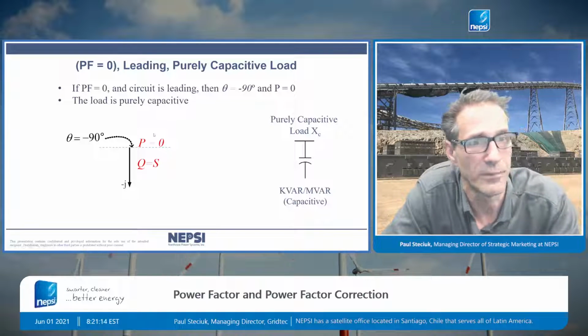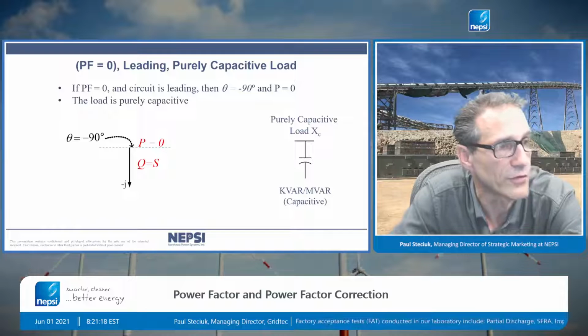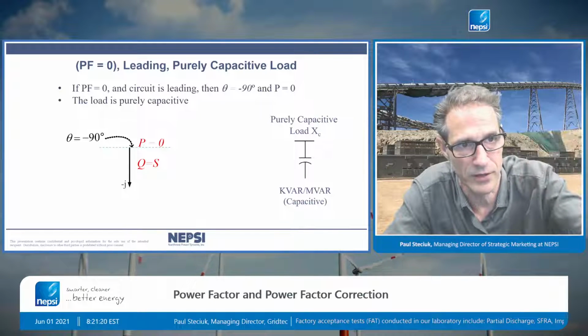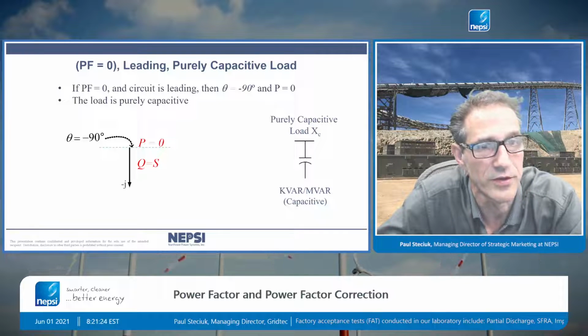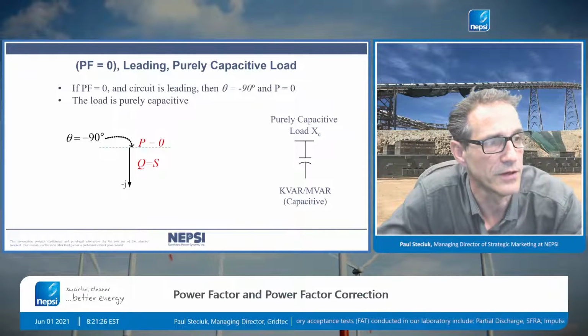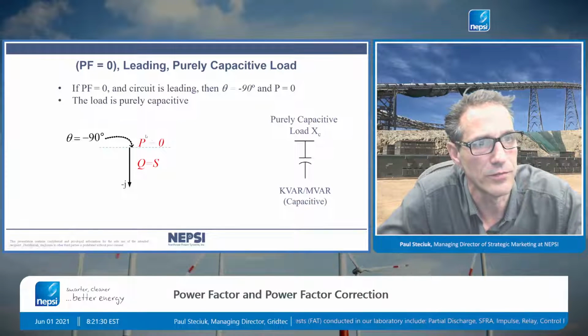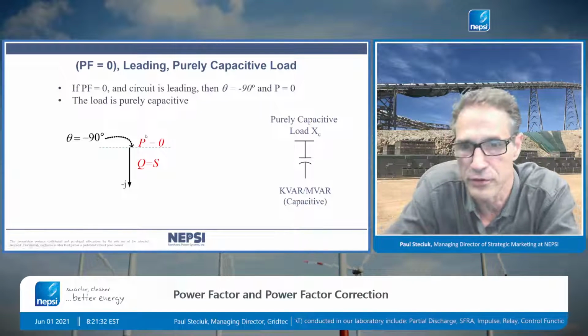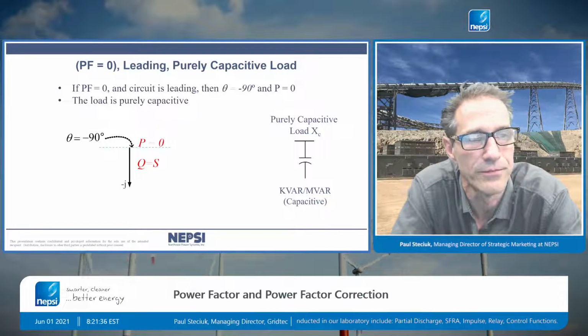Finally, we have a capacitor. For a capacitor, you're drawing the vector, or the phasor, down, and it's shown as a minus J. In this case, there is no real power being consumed. Capacitors, by the way, a typical capacitor has about 0.05 watts per kVAr.